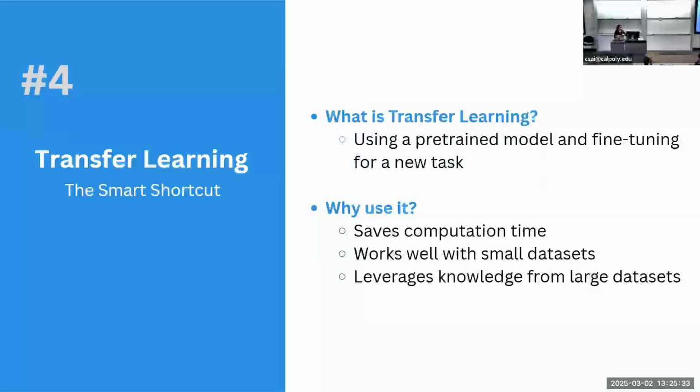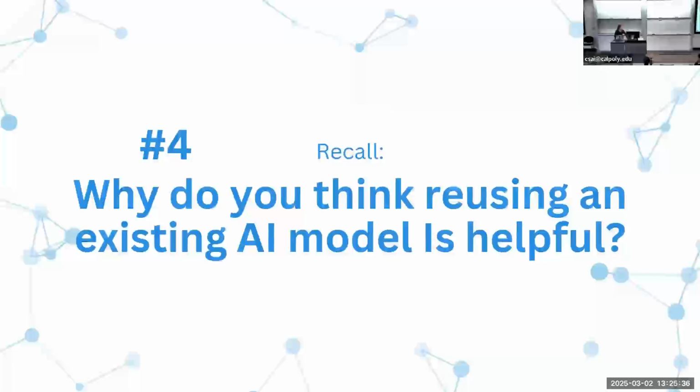Just to recall and retain that information, does anyone want to say why you think reusing an existing AI model is helpful? Basically, transfer learning. Reusing existing models is helpful because retraining would waste resources and computation, as well as, if you reuse an existing model, it can be trained on way more data than you probably have the ability or capacity to train. Exactly. Great answer. Anything else?